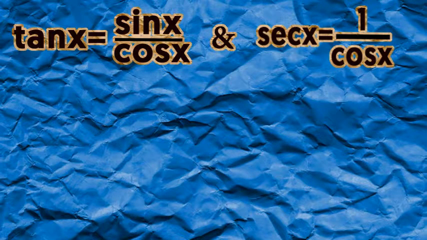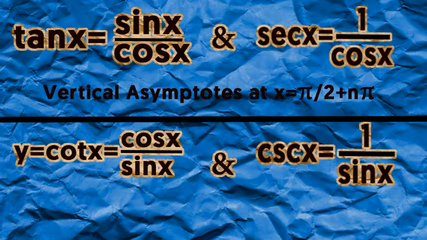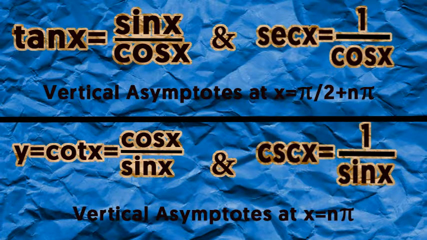In other words, the graphs of tangent x is equal to sine x over cosine x and secant x is equal to 1 over cosine x have vertical asymptotes at x is equal to pi over 2 plus n pi, where n is an integer, and the cosine is 0 at these x values. Similarly, cotangent x is equal to cosine x over sine x and cosecant x is equal to 1 over sine x have vertical asymptotes where sine x is equal to 0, that is, at x is equal to n pi.